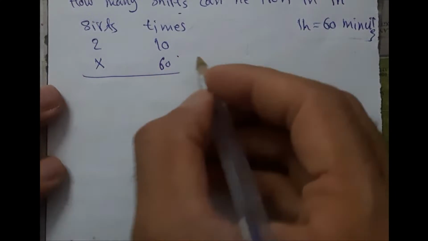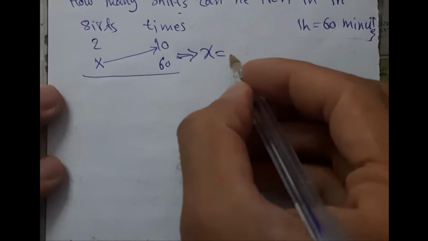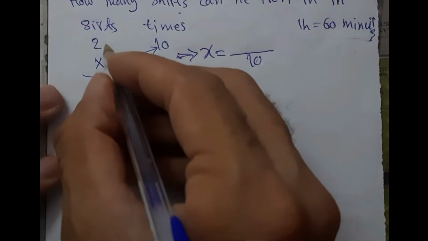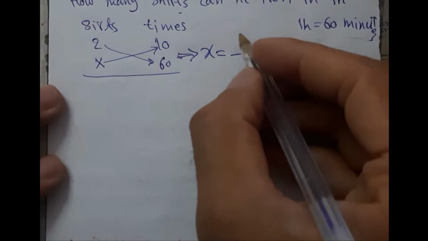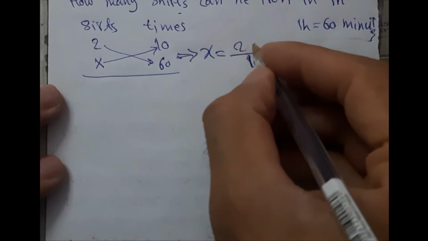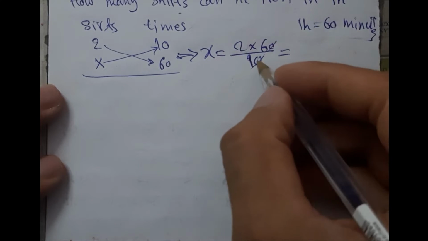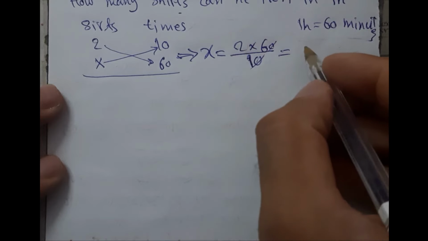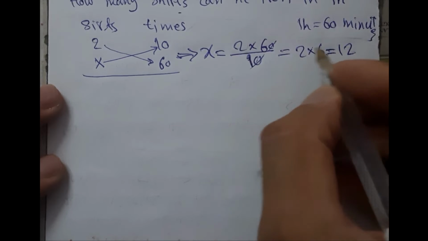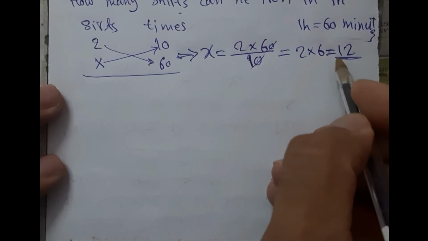Now if we want to find the value of x, x is equal to, 10 comes to the denominator, and 2 multiplied by 60 we write on top of 10. 60 can be divided by 10, cancel the 0. 2 multiplied by 6, it is equal to 12. Actually, in 60 minutes, he can iron 12 shirts.